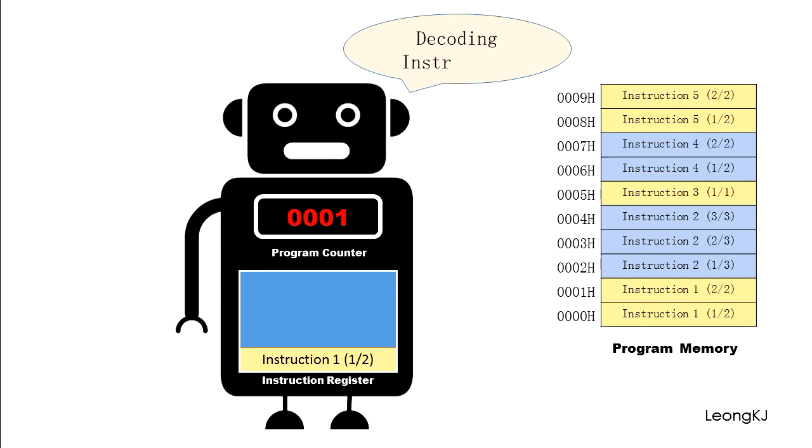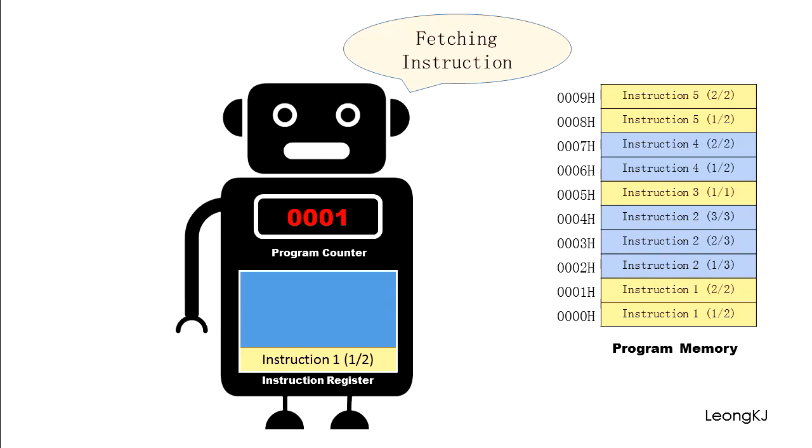The CPU goes into the decoding cycle. Only half the instruction 1 is received in the instruction register. The CPU is not able to execute this incomplete instruction. The CPU goes back to the fetching cycle.